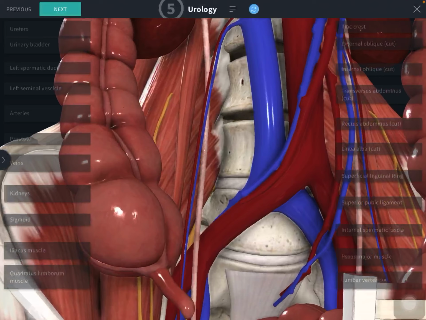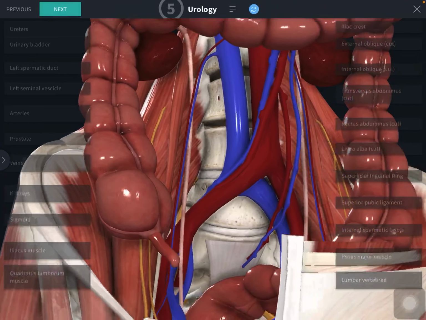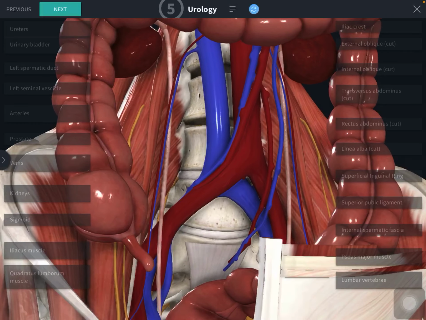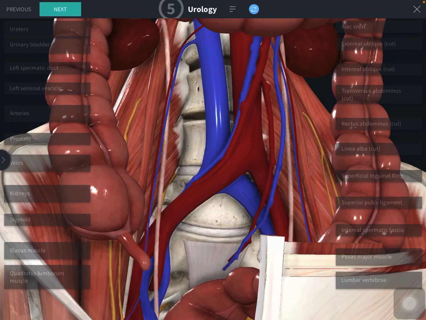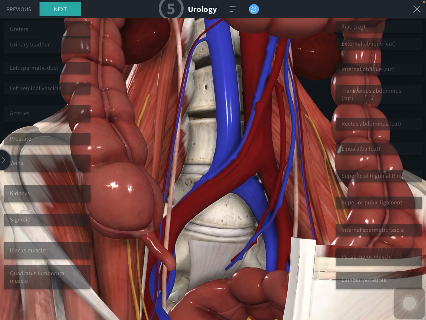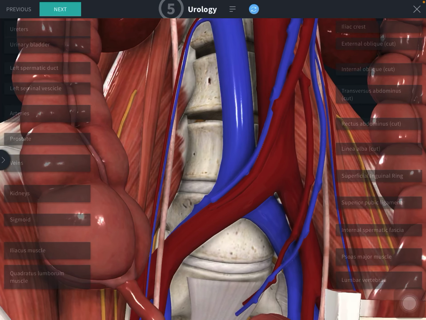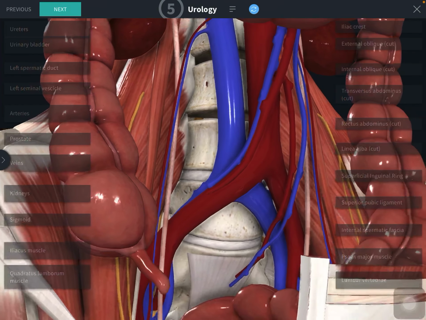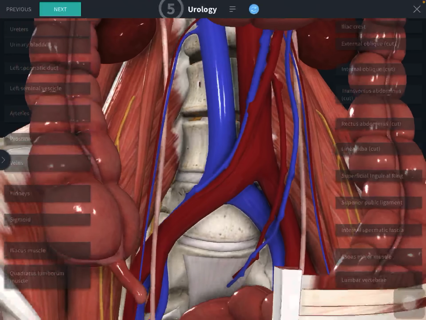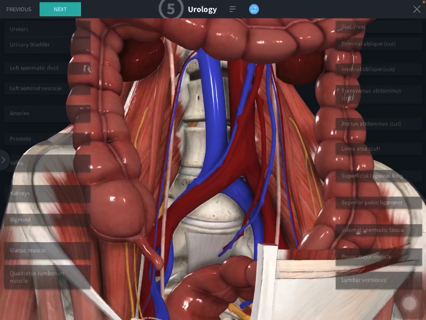In front, relations are slightly different for the two ureters, right side and left side. First we will see the right side relations. In front: parietal peritoneum, right gonadal vessels. So you are seeing the right gonadal vessels in front crossing the abdominal part of the ureter. Second and third parts of the duodenum, which is removed here. Right colic vessels and ileocolic branches of superior mesenteric vessels.